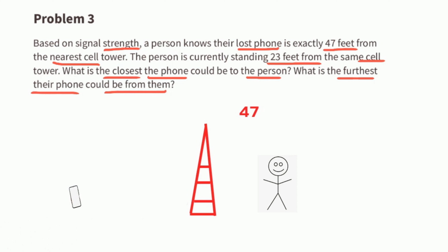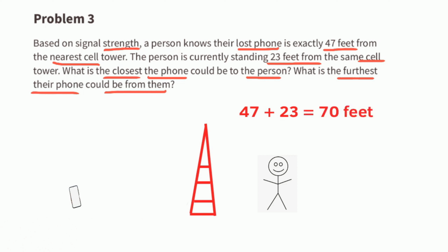Remember, the person knows that the lost phone is exactly 47 feet from the nearest cell tower. And we know that the person is currently standing 23 feet away from the same cell tower. So the expression 47 plus 23 will tell us the furthest the phone could be from the person.